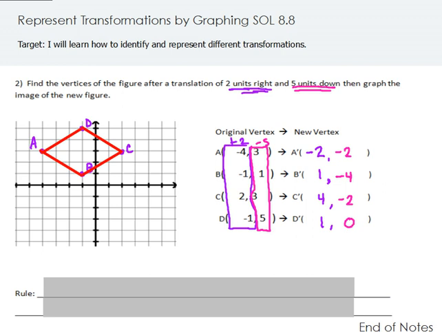So let's go ahead and graph again. But this time, notice how I didn't actually move literally. I just did the arithmetic on the right side. So I'm going to graph my new ordered pairs. 2 to the left, 2 down. That should be my new A. 1 to the right, 4 down. Should be my new B. The new C should be 4 to the right, 2 down. And D should be 1 to the right, stay at 0.